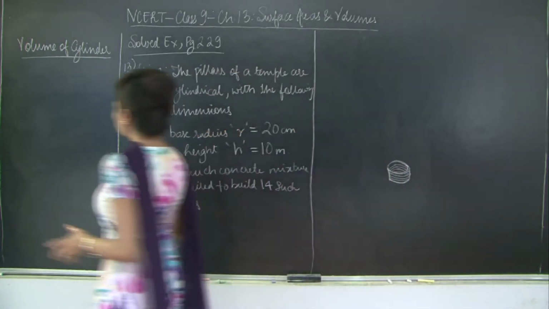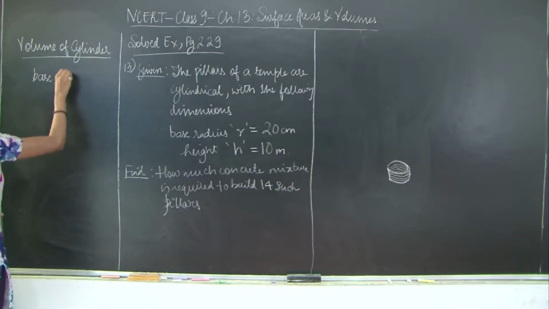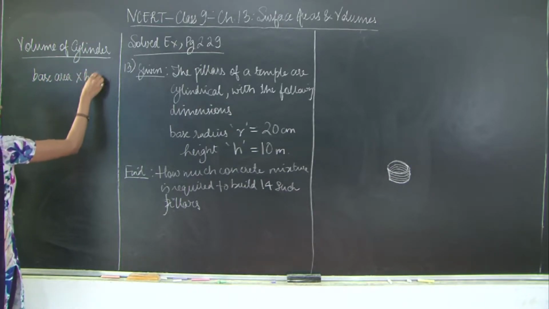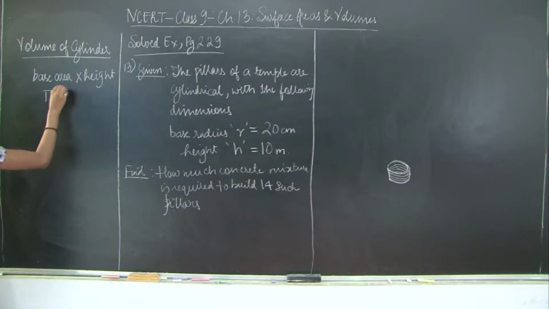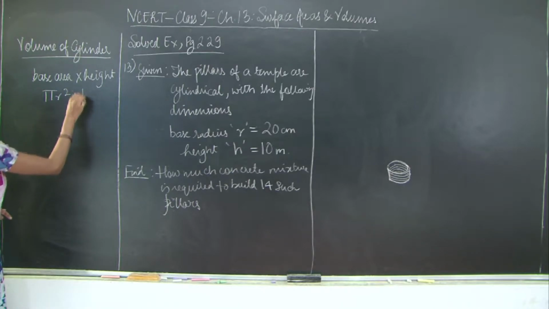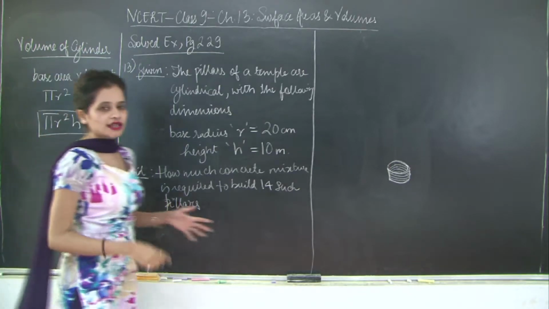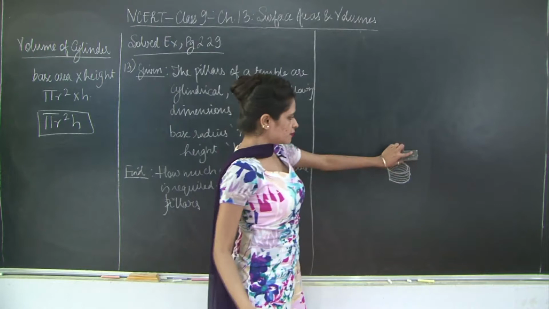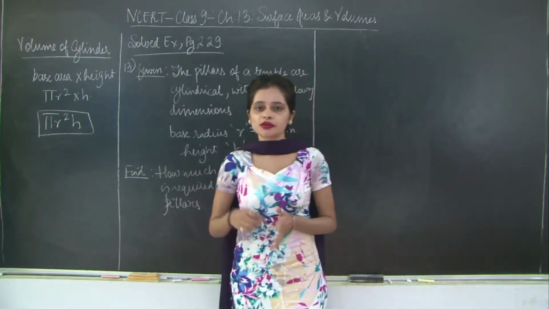So let's write this down. Volume of cylinder is base area into height. The base area is a circle, therefore this is going to be pi r square, and into height, therefore volume of cylinder is pi r square h. That's about it. So all your questions in exercise 13.6 are going to be based on this formula and a little bit of twists and turns here and there.